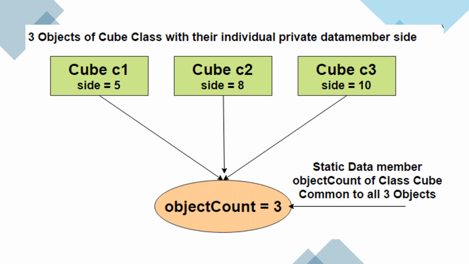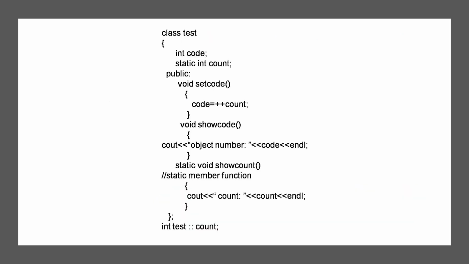We use the class name and the scope resolution operator. The syntax is class name, scope resolution operator and function name. Next, this is another example. Here we are going to create three objects, and for the three objects the side values are assigned: three objects of class Q with individual private data member side equal to 5, side equal to 8, side equal to 10. But we create only one common space as the static member, so that common place has object count equal to 3. So the static data member object count of class Q is common to all three objects.